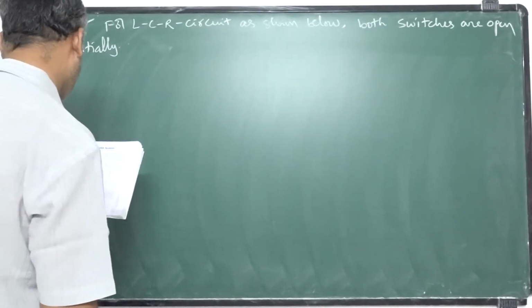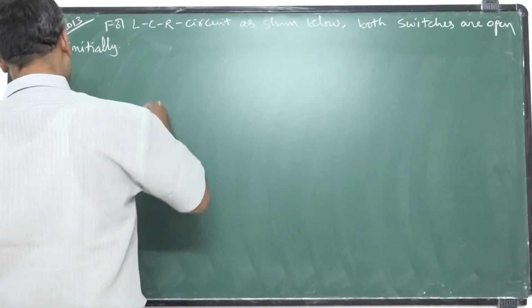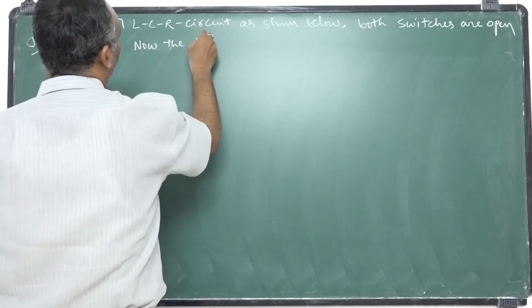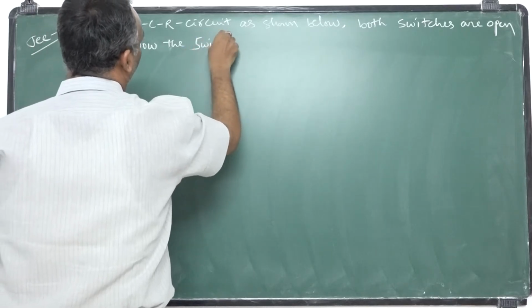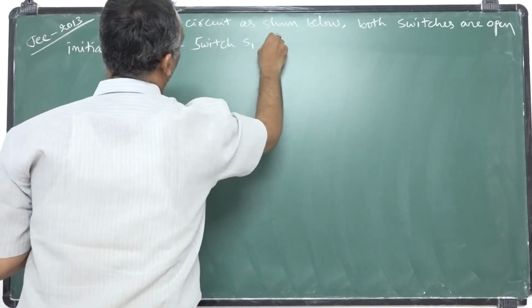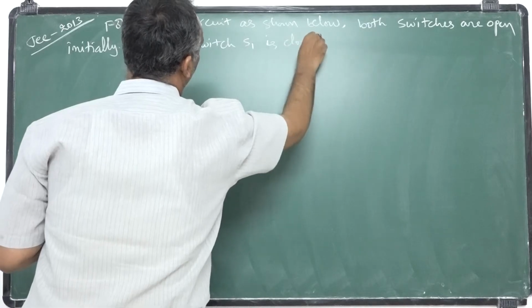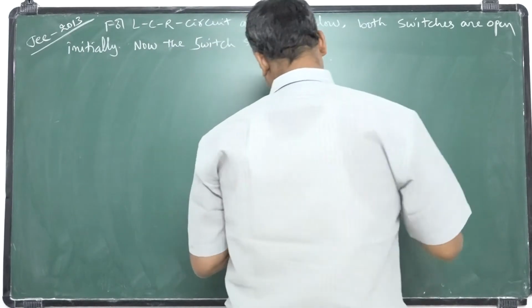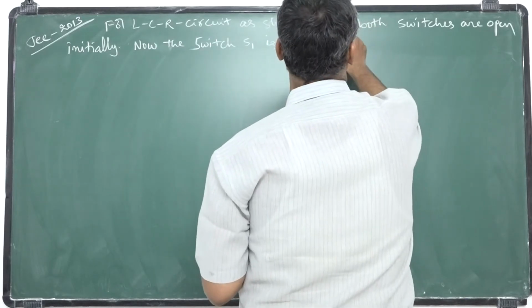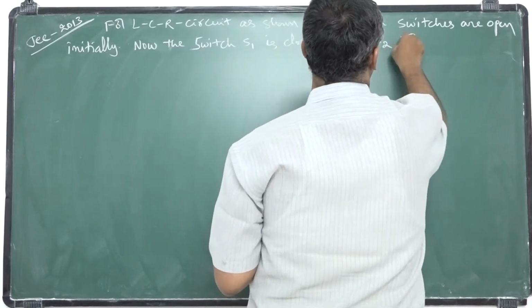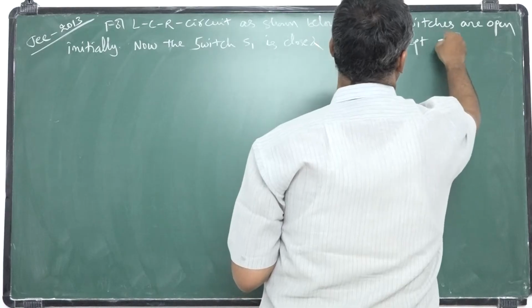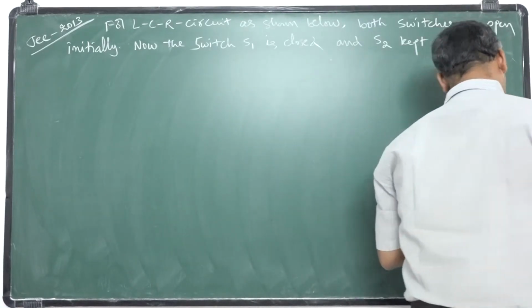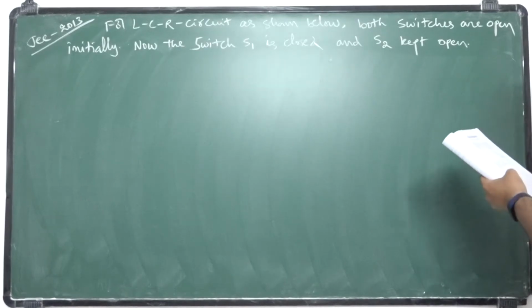Now the switch S1 is closed and S2 is kept open. Q is the charge on the capacitor.